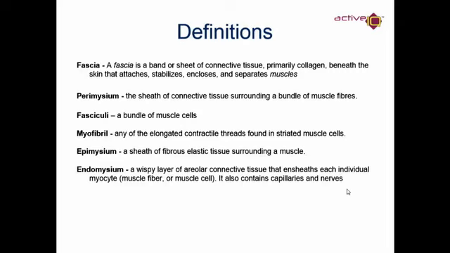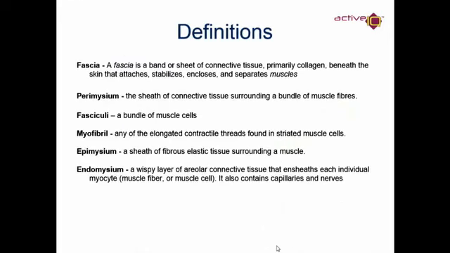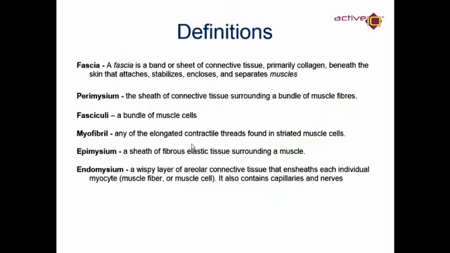The perimysium, that's the sheet of connective tissue surrounding a bundle of muscle fibres. So the perimysium, which is here, connective tissue surrounding a band of muscle fibres. That's the perimysium. The fasciole is a bundle of muscle cells, as we said. You can see here. It's this one here. It's a bundle of muscle fibres. So it's not one muscle fibre. It's a bundle of muscle fibres. So all of the muscles are made up of different bundles of muscle fibres.